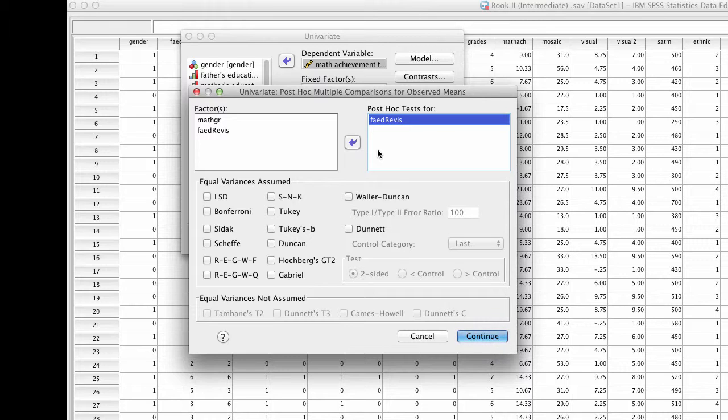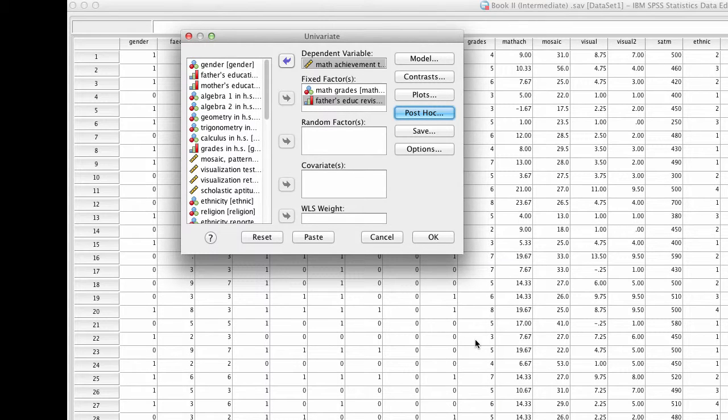And then we'll continue. In terms of post hoc tests, if the Father's Education revised levels are significantly different, we want to be able to tell which groups of students, based on their classification according to Father's Education levels, have significantly different mean math achievement scores. So we're going to use the Tukey test. For math grades, we don't need to move that into the post hoc test box because there are only 2 levels. If that factor is significant, all we have to do is look at the means to determine which is significantly higher or lower on mean math achievement. Then we can click on Continue.